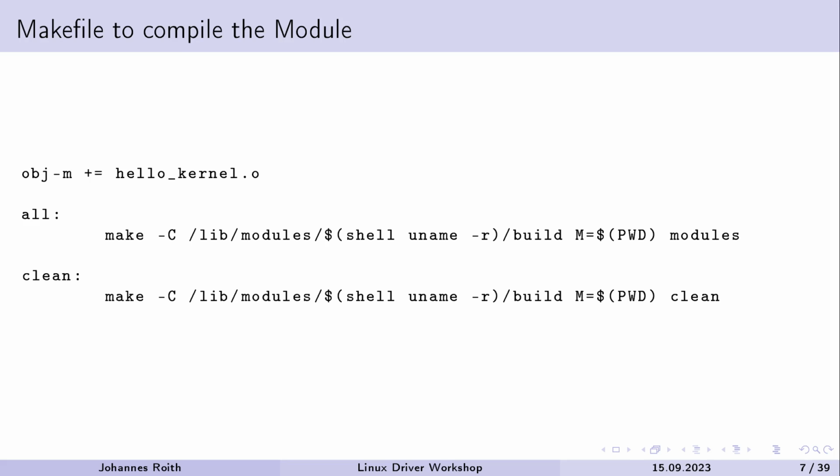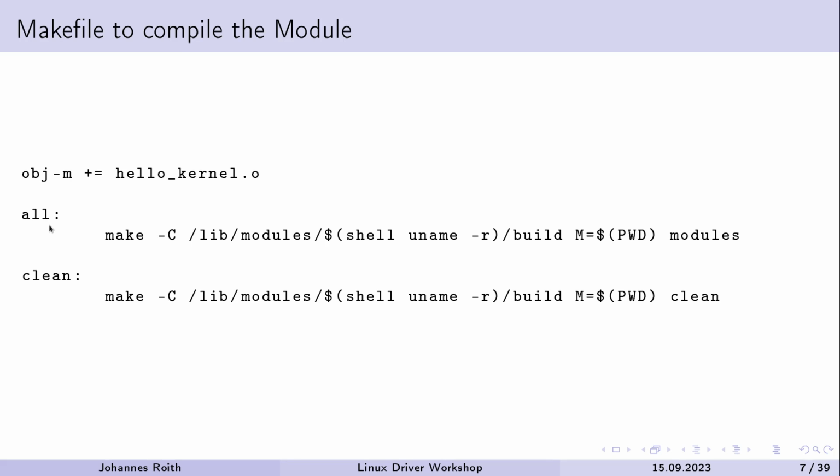In this case, you would use obj-y. And if you want to build it as a standalone Linux kernel module, you will add it to obj-m. Or you can just not include it, then you don't have to add it to any variable. But we want to build it as a kernel module, so we have to add it to the obj-m variable. And then we are defining two targets in our Makefile.